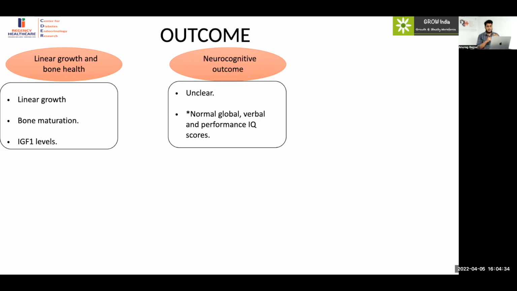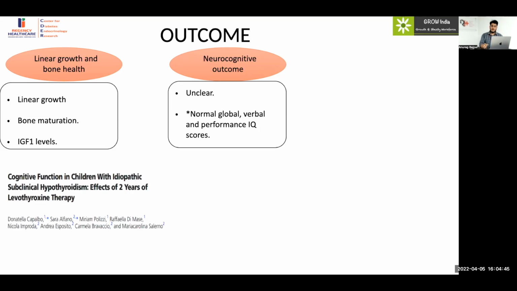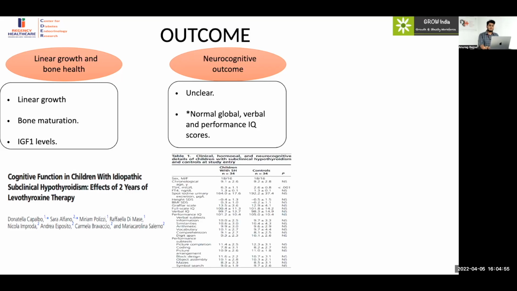And with regards to neurocognitive outcome, the results are on one side: they say that there is some form of verbal decline or some form of IQ decline in patients with prolonged subclinical hypothyroidism. But a recent study published in the year 2020, which included a lot of patients with subclinical hypothyroidism and followed them up for a period of 2 years, clearly says that the global IQ, verbal IQ, and performance IQ were similar in both the groups.